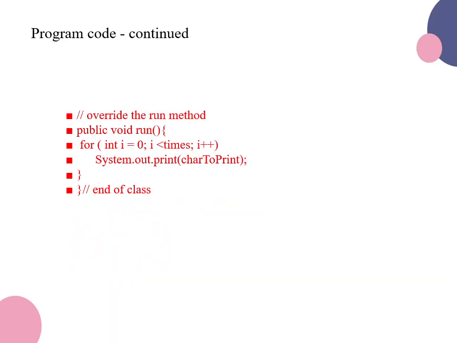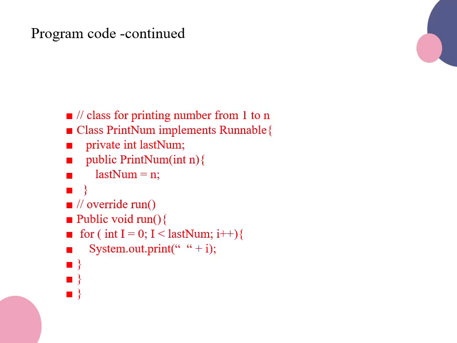In this slide you can see that the run method displays the passed character value a specified number of times. This example demonstrates how to use the Runnable interface and the implements keyword in order to work on threads. Here the printNum user defined class implements the Runnable interface, and the run method displays a number a specified number of times.